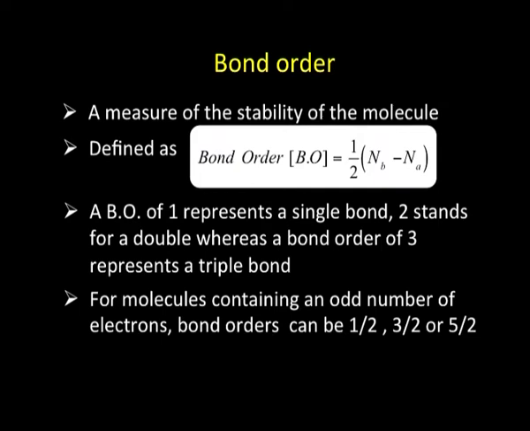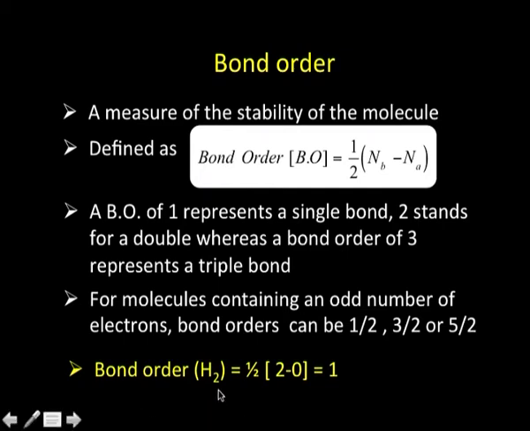And if the molecule contains an odd number of electrons, we will find that the bond orders could come out to be 1 by 2, 3 by 2, or 5 by 2 and so forth. Now, for the bond order of the hydrogen molecule we just talked about, both the electrons are in the bonding molecular orbital, and there is nothing in the antibonding. So, it is 1 by 2 times (2 minus 0), which comes out to be 1. That means the bond order of the hydrogen molecule is 1, that is, the two atoms in the hydrogen molecule are bonded by a single bond. That is the meaning of bond order. We will talk more about it as we move further.